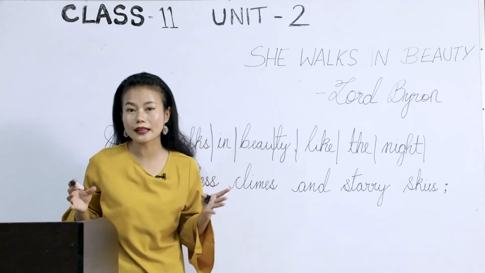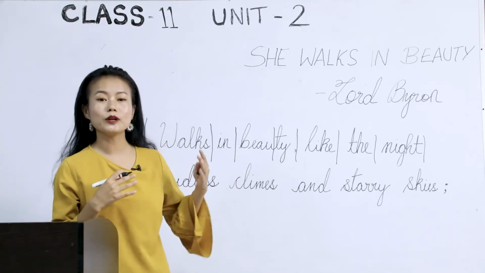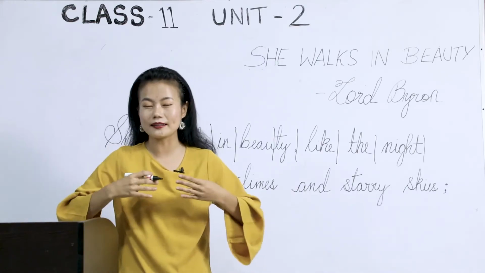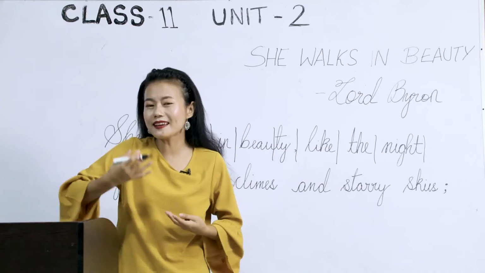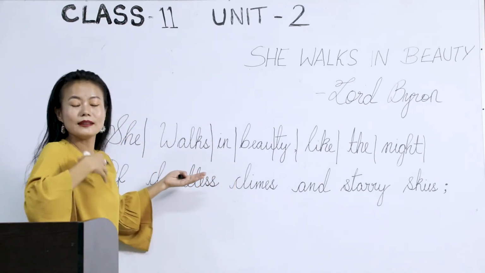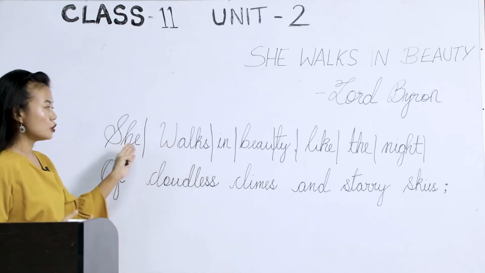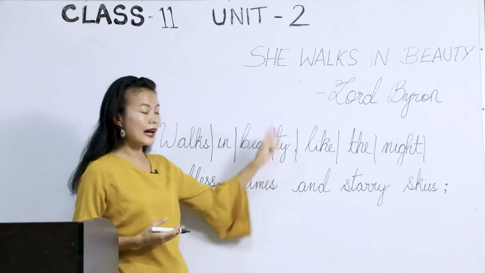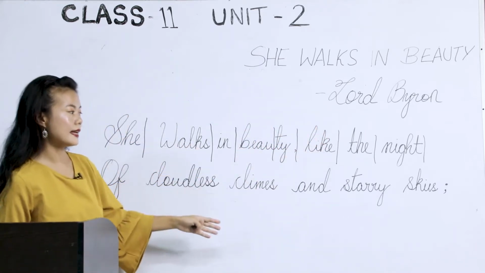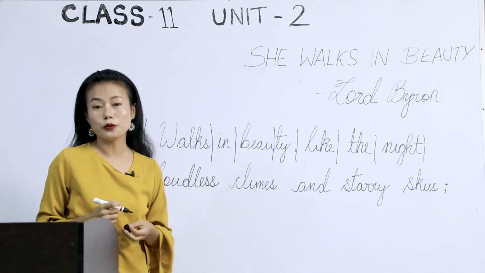But we will not read like that. In an iambic tetrameter, you have to start with unstressed. It's somewhat like a heartbeat. You put more stress on the second sound, the second syllable. So we will read it as she walks in beauty like the night of cloudless climes and starry skies. That is how we will be reading the poem.